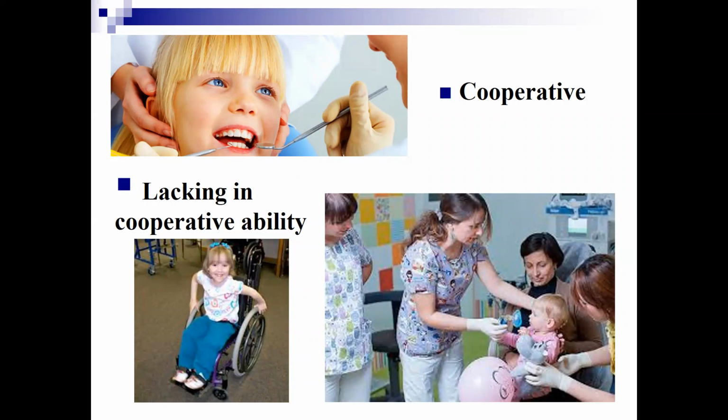Another group of children who lack cooperative ability is those with specific needs, like mental or physical disability. The severity of a child's condition prohibits cooperation in the usual manner. At times, special behavior guidance technology is used for these children. Although their treatment is performed, immediate positive behavioral change cannot be expected. Management is best reached through the use of sedation and general anesthesia.